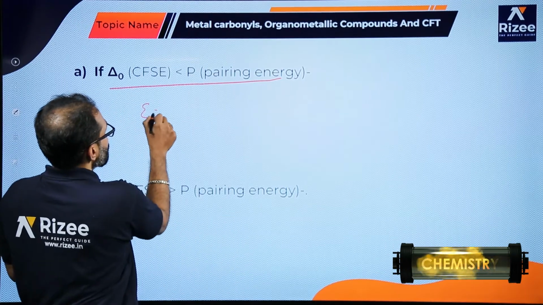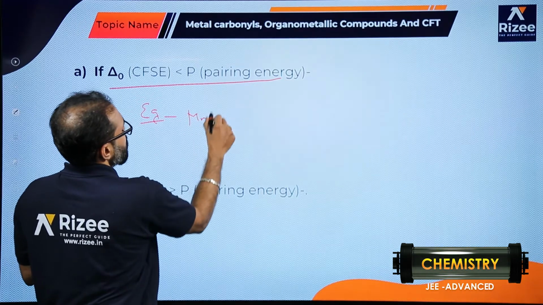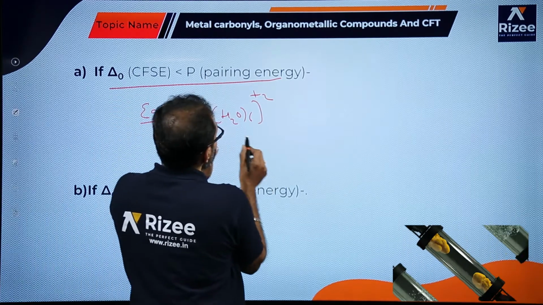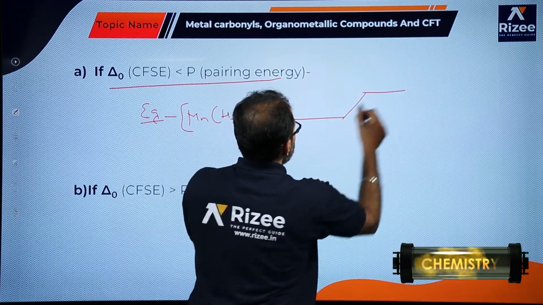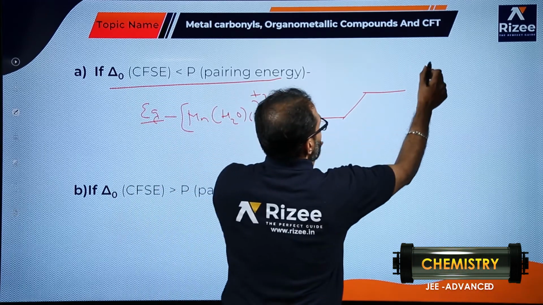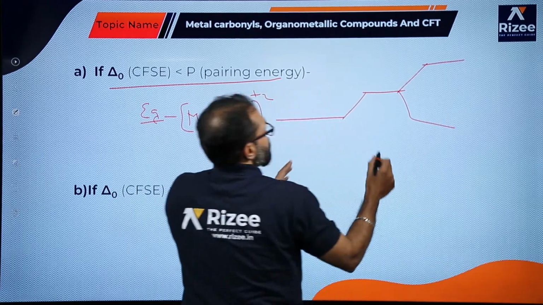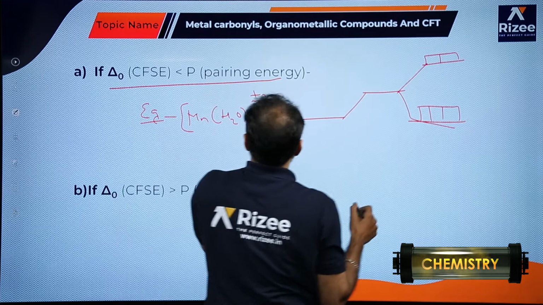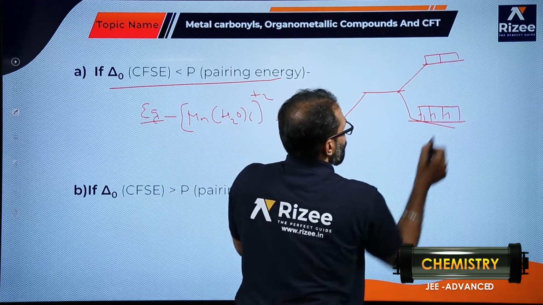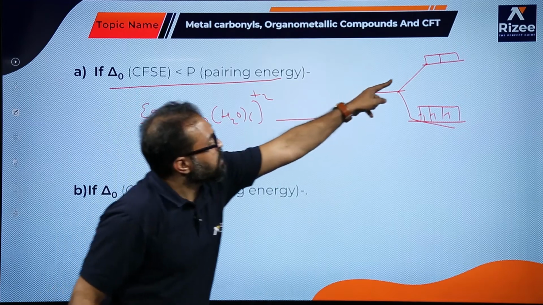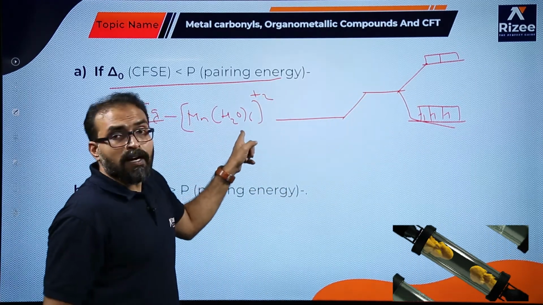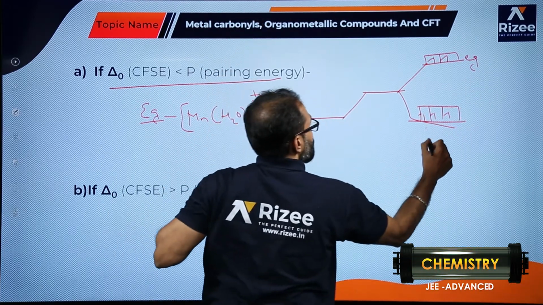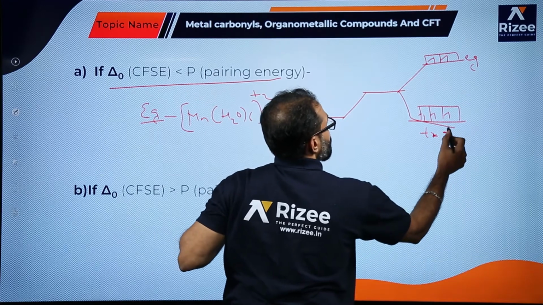Example we can take: hexa aqua manganese complex. In this case, manganese has 5 unpaired electrons. In the absence of ligands, it will be like this. Its degeneracy is shifted in the presence of ligands and it is split into T2G and EG. We have 5 electrons. First 3 electrons will go here, then the next 2 electrons will go to EG or T2G. Since it is a weak field ligand, the next 2 electrons will go to EG. This is T2G, so T2G3, EG2.